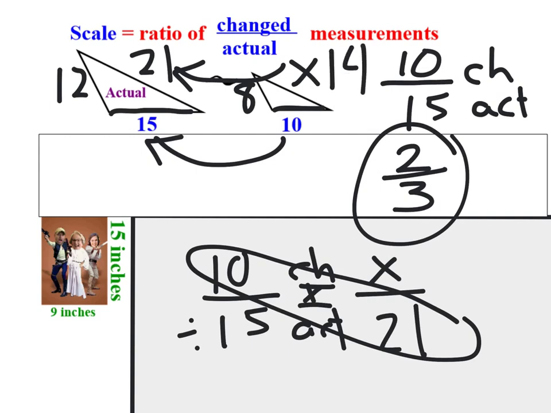So now I would know the changed measurements as well as the actual measurements, and we can do that with a proportion or with the scale factor. If we have the scale factor, we can simply multiply the actual to get there. If you had the changed measurements, you would need to divide by the scale factor. So maybe I didn't know this was 21, but I knew this was 14. Then instead of using the scale factor to change it, I need to undo it by dividing by the scale factor. So I would divide 14 by 2/3, and that would get me that 21.